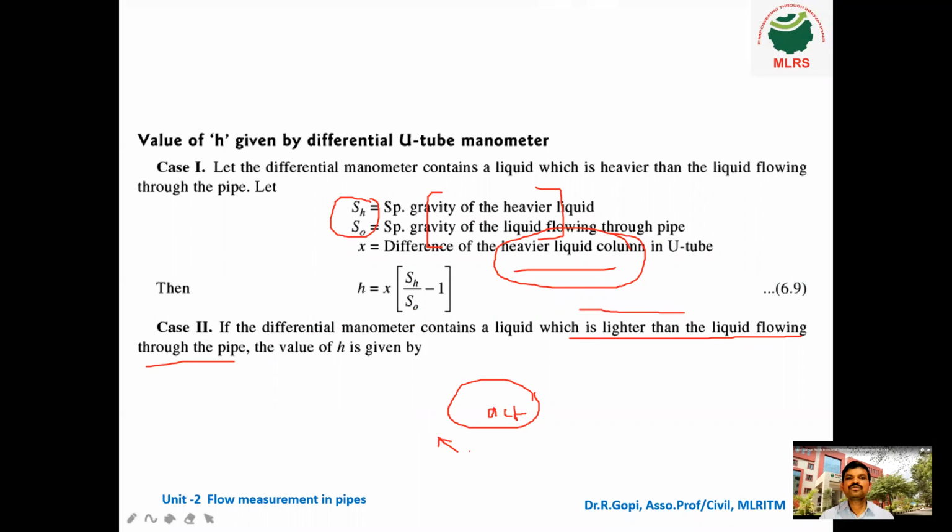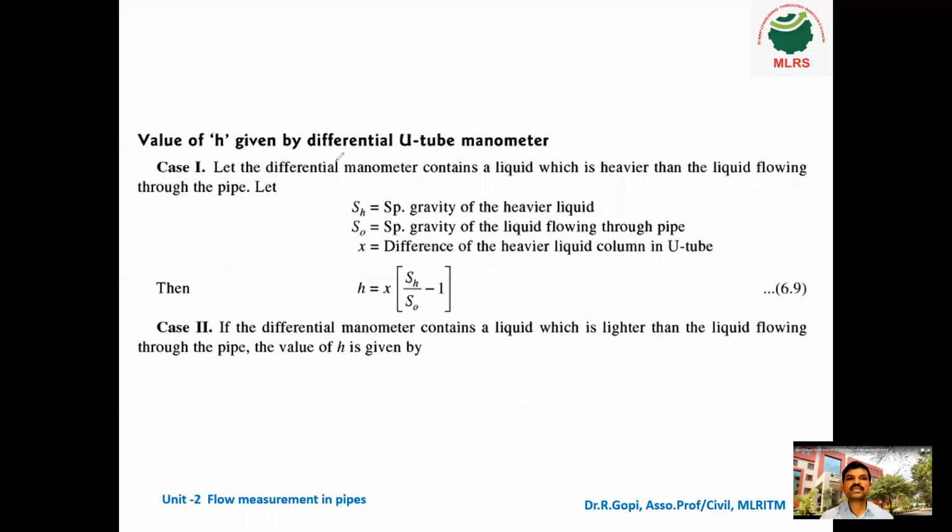So the value of the differential manometer. How do we check the differential manometer reading? There are three important cases. Case 1: let the differential manometer contain a liquid which is heavier than the liquid flowing through the pipe. Let SH be the specific gravity of the heavier fluid.